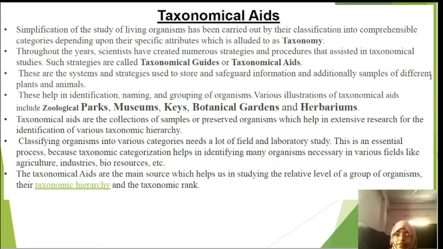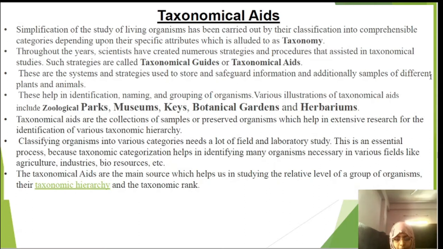These are the systems and strategies used to store and safeguard information and additionally samples of different plants and animals. What does it mean? This is nothing but samples of various plants and animals. I hope you have seen some museums. You can see some specimens placed with animals. All those animals placed as specimens give us a great opportunity to know more about living organisms which are not present there.